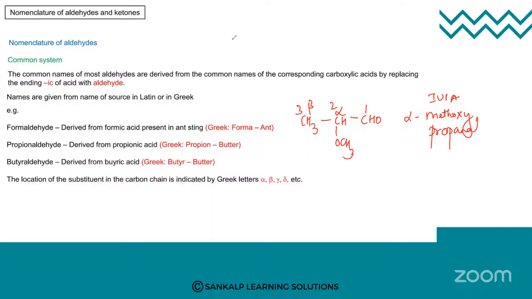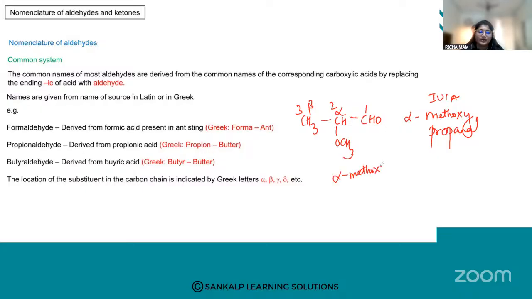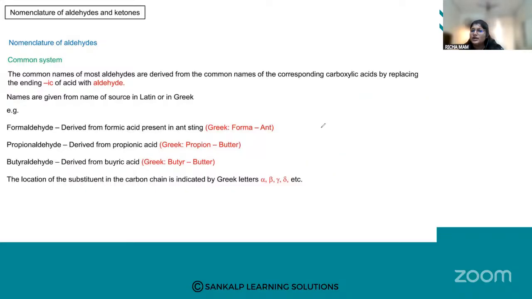Yes, how to write the common name? It will again be alpha methoxy propionaldehyde. We replace the propanoic acid: for a carboxylic acid, whatever the -ic ending is, that will be replaced by aldehyde. So alpha methoxy propionaldehyde. This is how we write the IUPAC name and the common name.